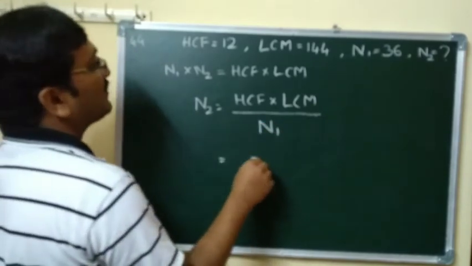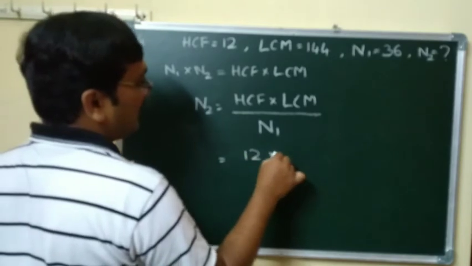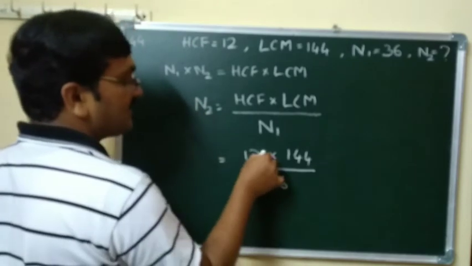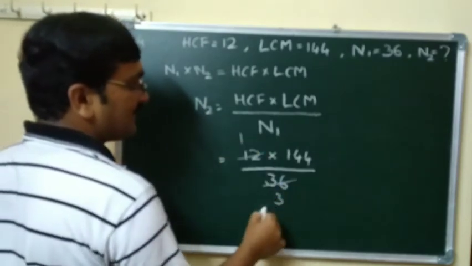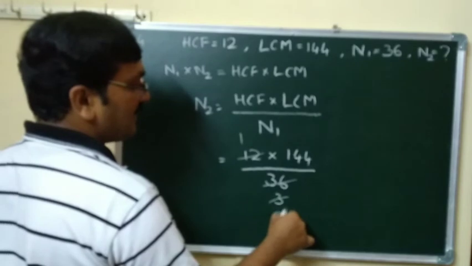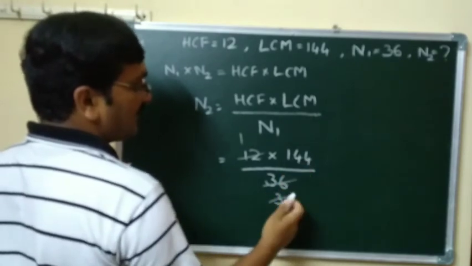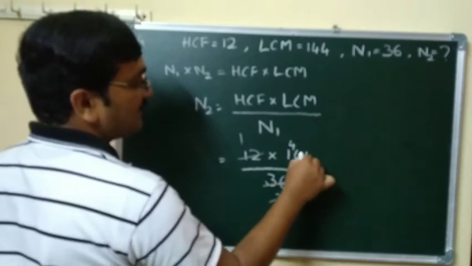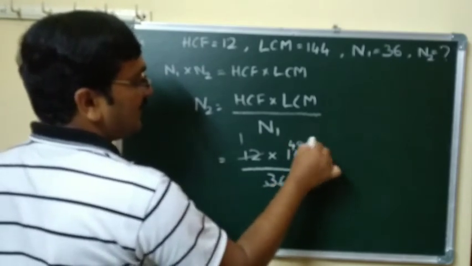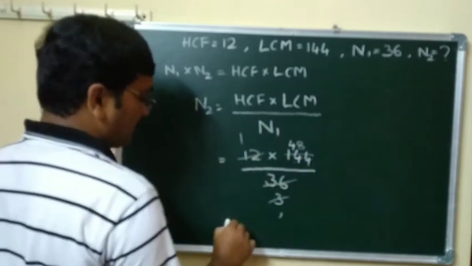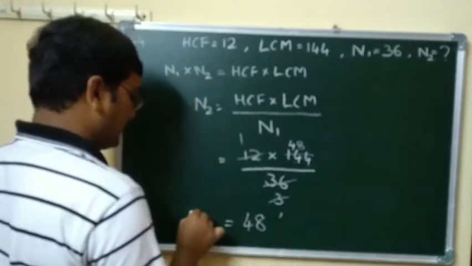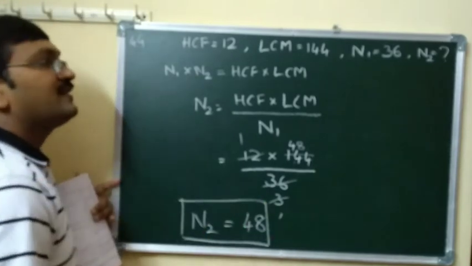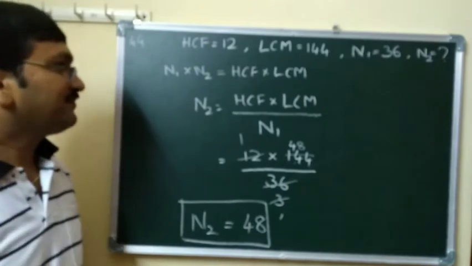Because number 1 I know. So HCF is how much? 12. LCM is 144 divided by that 36. See, 12 ones are 12, 3 threes are. So 3 ones are 3. Then 3 table. So 3 fours are 12. So 2 remains. 3 8s are 24. So the answer is 48. Number 2 is 48. That's all. So very easy now.